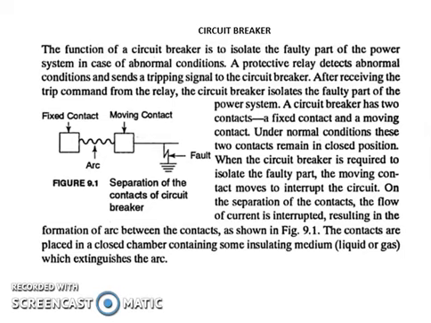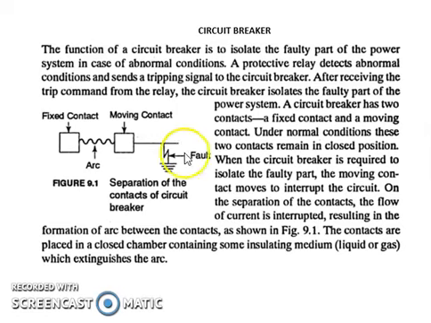One of the examples of switchgear is the circuit breaker. The name itself says that a circuit breaker is a device which isolates the faulty part of the system in case of any abnormality. So, the function of a circuit breaker is to isolate the faulty part of the power system in case of abnormal conditions. A protective relay detects the abnormal conditions and sends a tripping signal to the circuit breaker. After receiving the trip command from the relay, the circuit breaker isolates the faulty part of the power system.